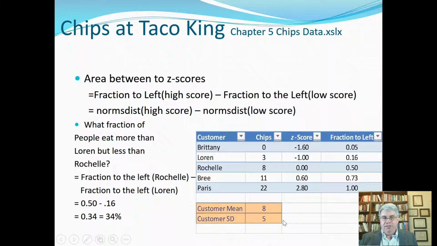What we did previously is we used this information to convert to a z-score, and then we used the NORM.S.DIST equation in Excel to calculate the fraction to the left. So Brittany ate very few chips, so only about 5% of the people ate less than her. Paris ate 22, and it was close to 100%. It's like 99.7 if we were to increase the number of decimals there.